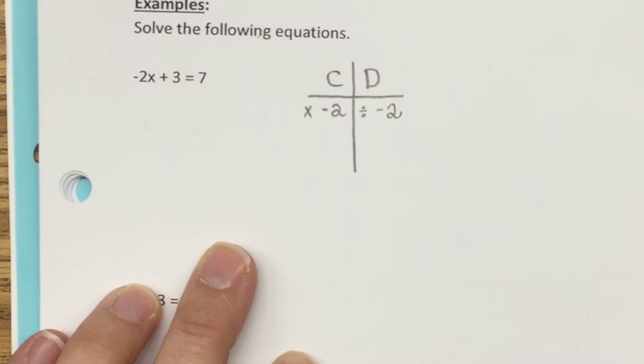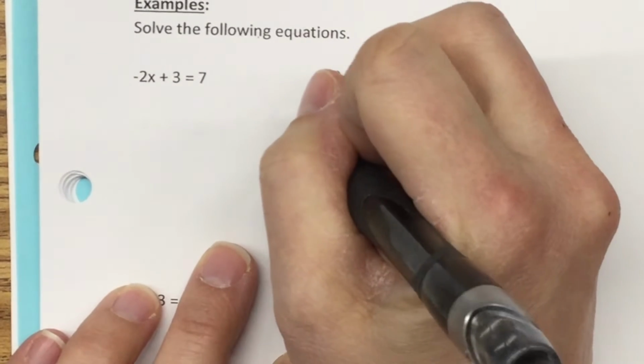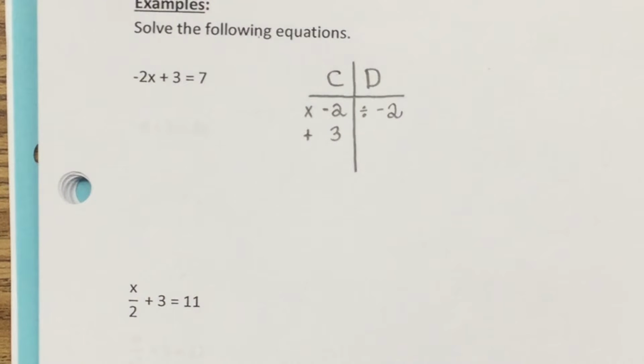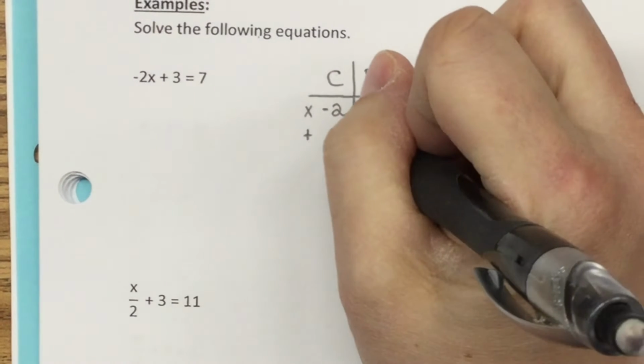Kurt, what's the next thing that's happening? Okay, right on. It's being added to 3. Kelsey, what's the opposite of that? Yeah, right on.